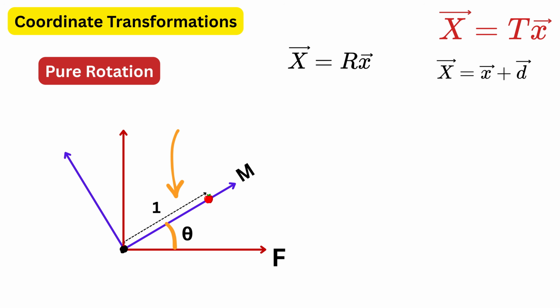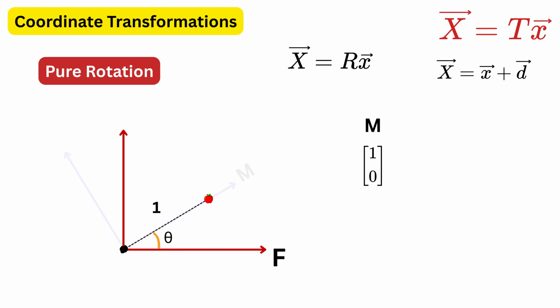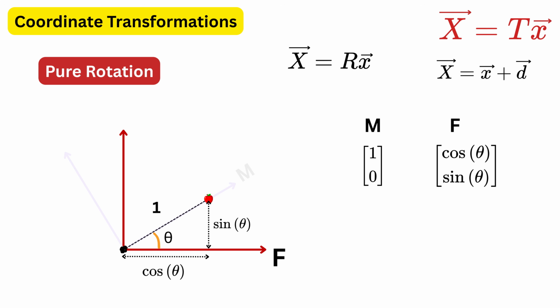If this length is 1, then what will be the coordinate of this point with respect to the moving frame? Yes, right. It will be 1, 0, and will be represented by vector 1 and 0. Also, what will be the coordinate of this point with respect to the fixed frame? Since this is of length 1, and this is angle theta, so this side will be of length cos theta, and this will be of length sine theta, isn't it? So this point will be cos theta and sine theta with respect to the fixed frame.